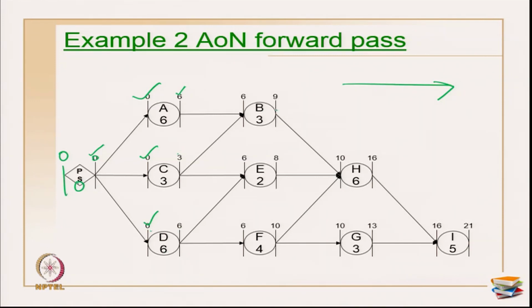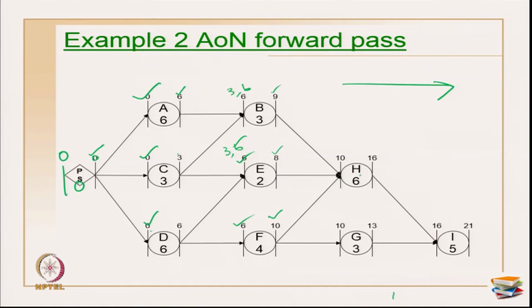Now, if you see activity B, there are 2 relationships before this, activity A and C. This is 6, this is 3. In case of the forward pass, you should take the maximum. So, this is 3 comma 6 and the maximum is 6 here. Now, for this activity I have C and D as predecessors, and the early finish of C is 3, early finish of D is 6. I am going to take the maximum, which is 6. So, I am keeping it here as 6, and this will be the same number because there are no other relationships. Okay. Now, 6 plus 3 is 9 here, 6 plus 2 is 8 here, 6 plus 4 is 10 here.